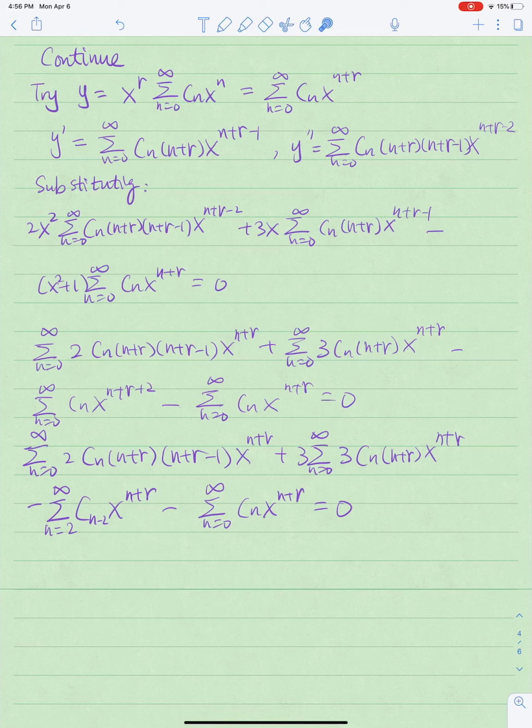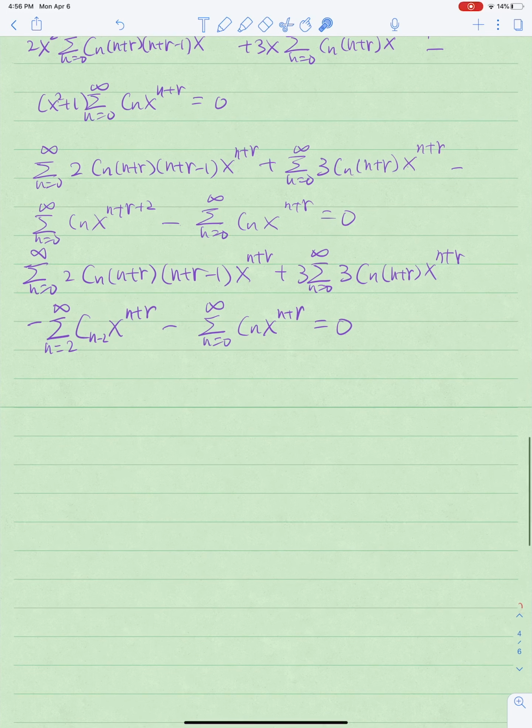So next, we are going to distribute those terms inside the sigma notation. And here there's a minus in front, so make sure we distribute the minus to both of them. And then we are going to write everything in terms of x to the power n plus r. So that means we have to rewrite the third term, and then change the starting value of the index.